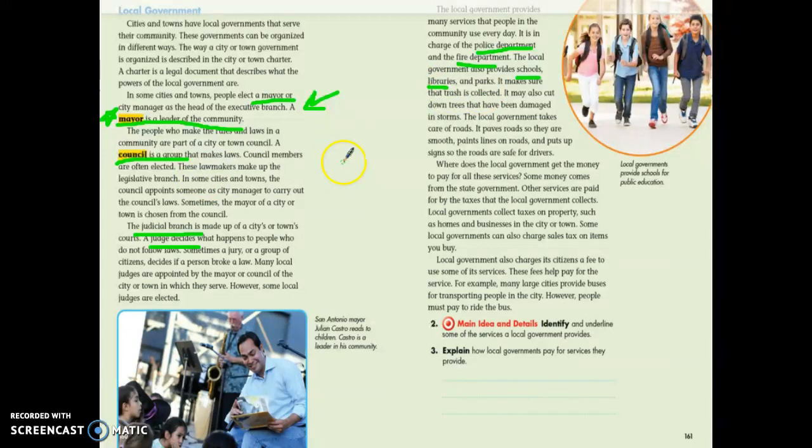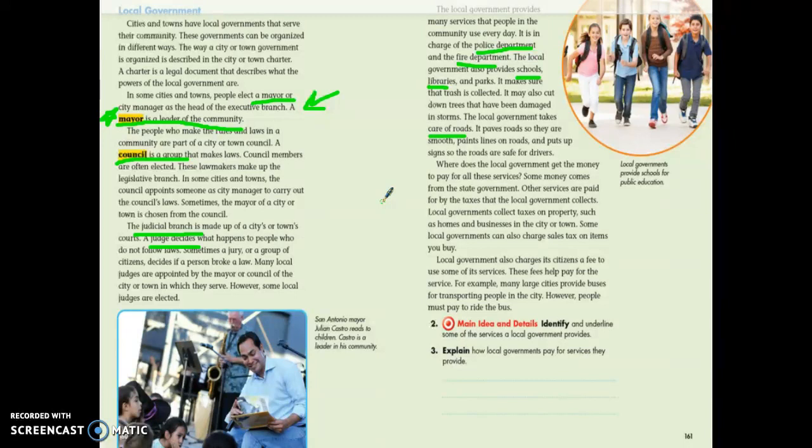The local government takes care of roads. Okay, so if the city roads are damaged, the local government, our city government, is responsible for fixing those. It paves roads so they are smooth. It paints lines on roads and puts up signs on the roads so that the roads are safe for drivers.